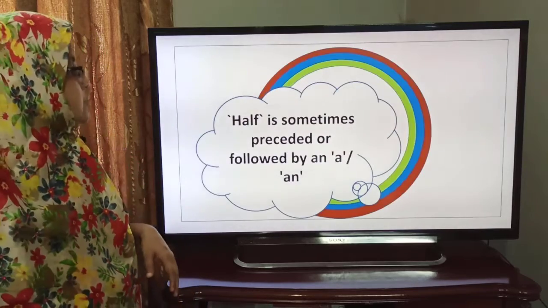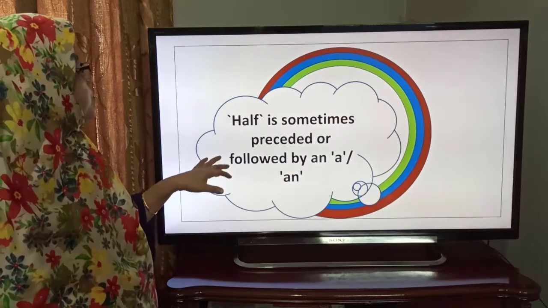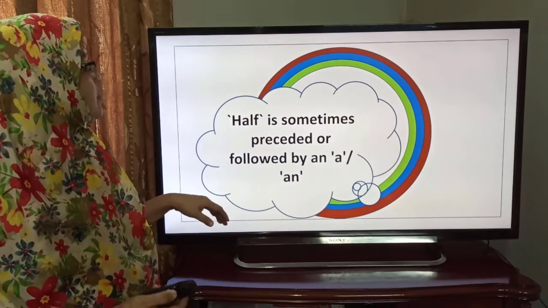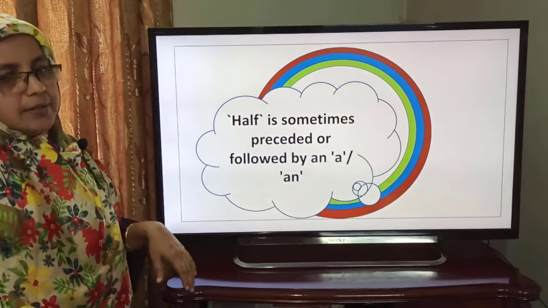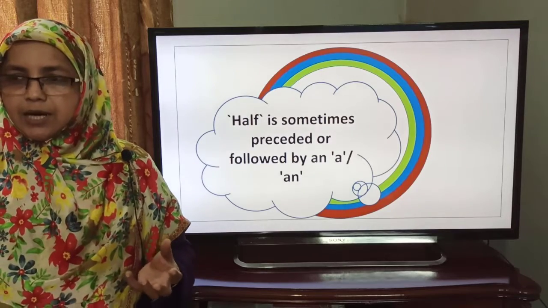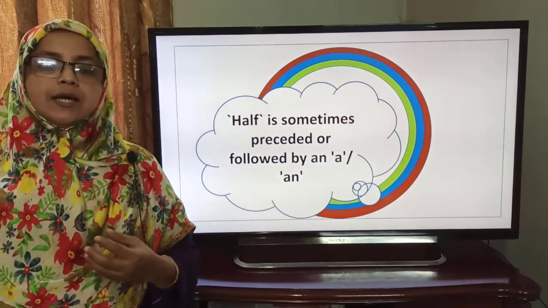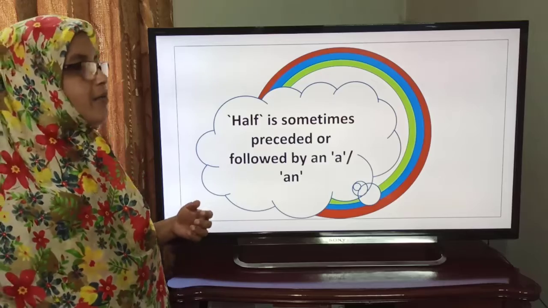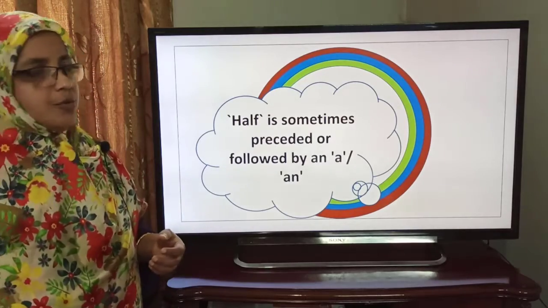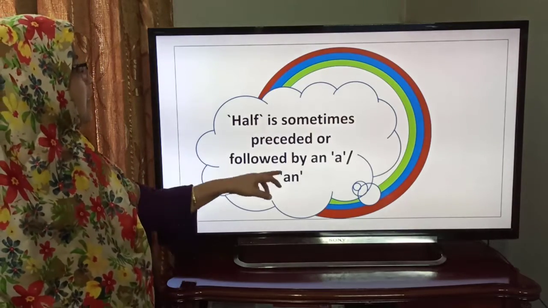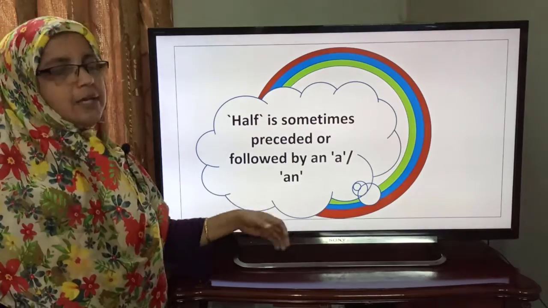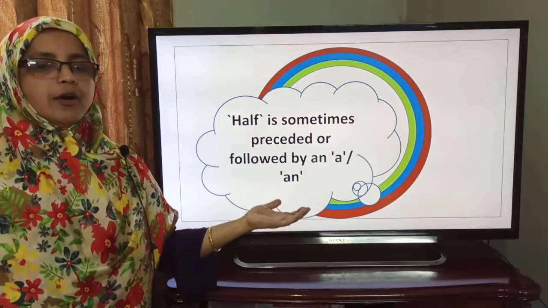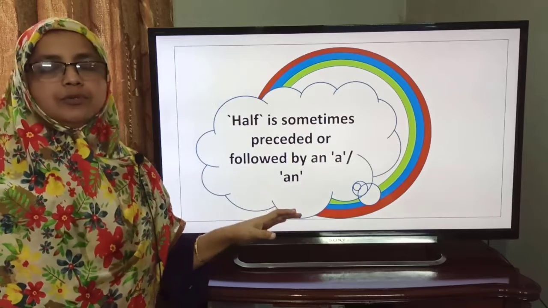Okay, let's see. Half sometimes is preceded or followed by a or an. Sometimes we have to use half a mile, or half an hour. Something like that. So in this case we have to use a or an. Sometimes a or an comes before half, or sometimes after half we have to use a.